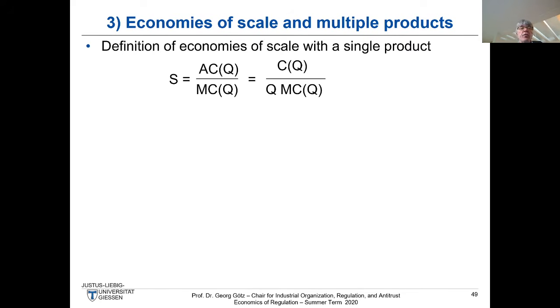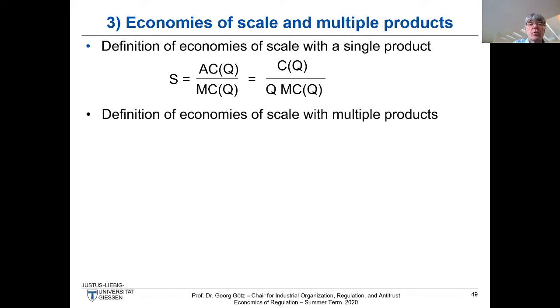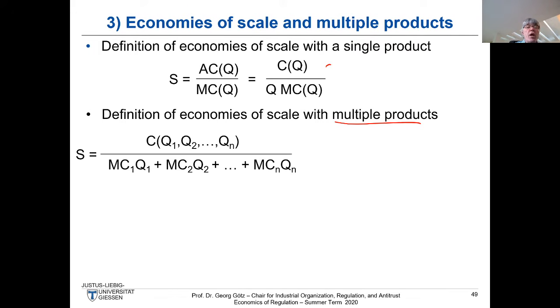And if you have this, you can also derive a scale economy index for the case of multi-product firms, for multiple products. Here I just repeated the definition of the scale economy index, simply average cost over marginal cost. Here we put it slightly differently, as you will see, and that's what we are going to use here.